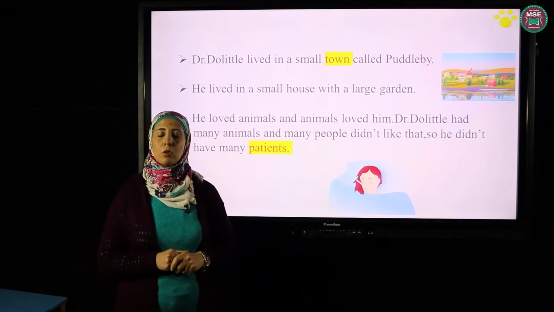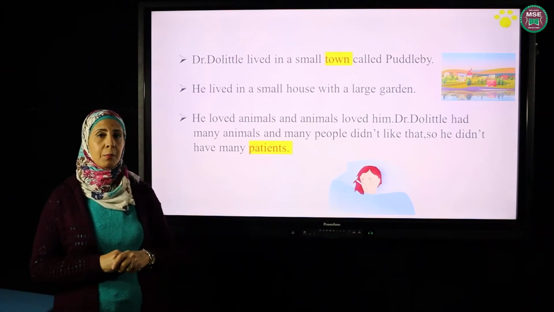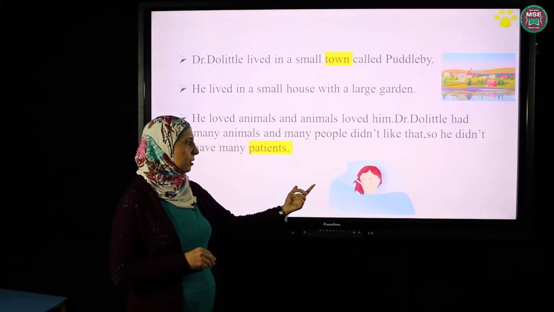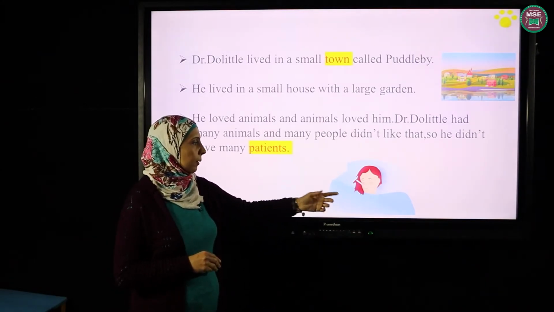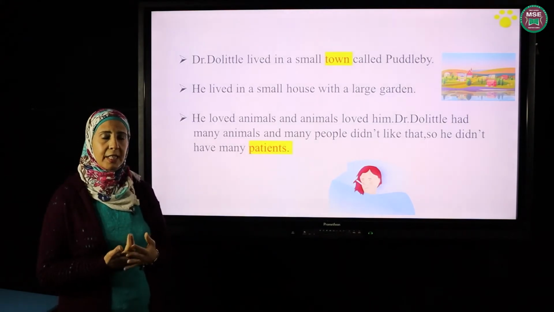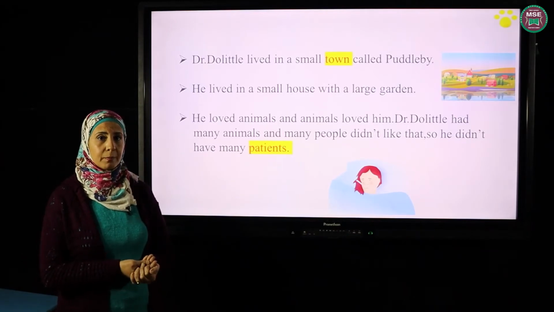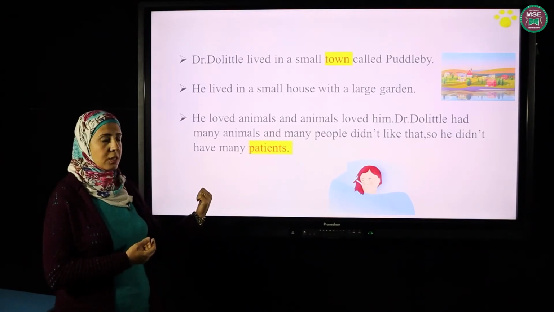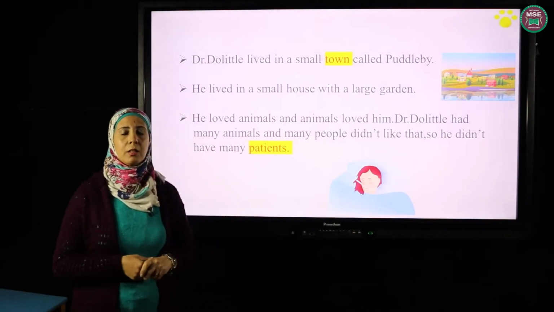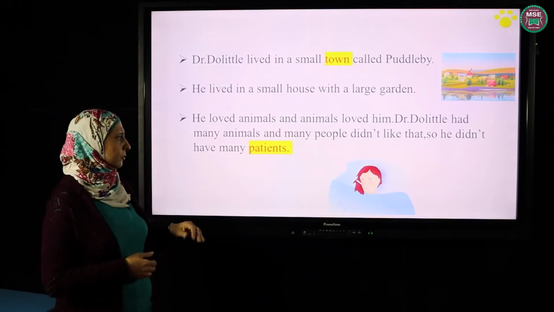Okay, what does the word patient mean? Patient, as you see here in the picture, is a sick person. Patients are the sick people. So as he is a doctor, he's supposed to have many patients, but he didn't. Can you tell me why? Let's go back to the last sentence and see. Many people didn't like that. They mean they didn't like the animals in his house, so they didn't go to visit him.